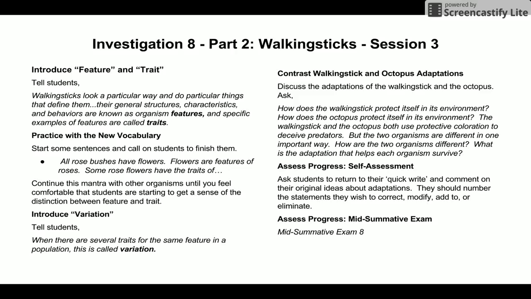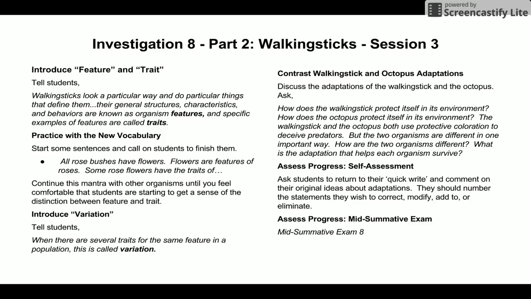Session 3 of Walking Sticks, Introduce Feature and Trait. Tell students walking sticks look a particular way and do particular things that define them. Their general structures, characteristics, and behaviors are known as organism features, and specific examples of features are called traits.